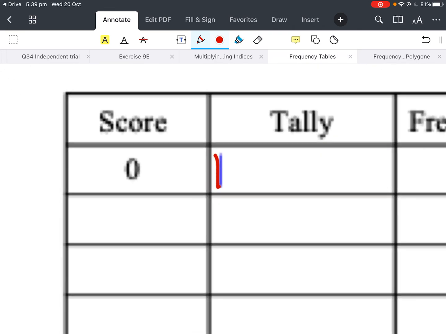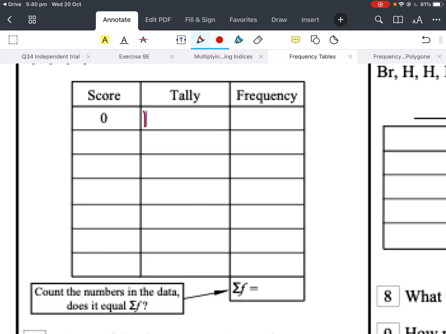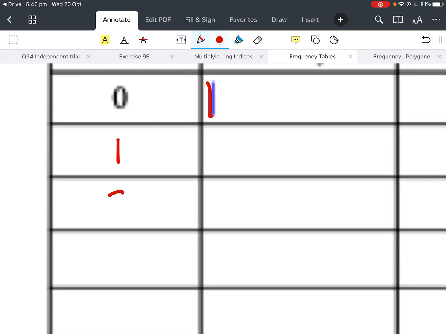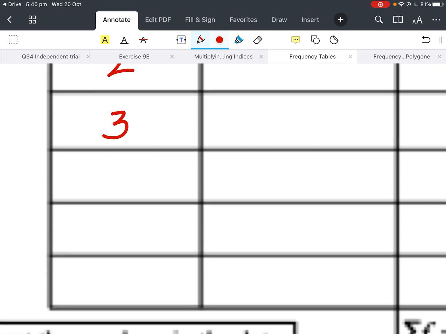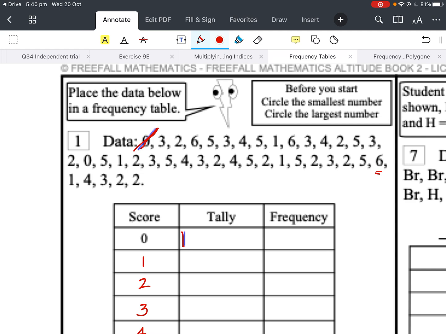Now to work out what goes in your score column, look at all your numbers. Find your smallest number, they've already done that for us, it's a 0. Find your biggest number, I think it's a 6, and put those numbers in here. Now just double check before you write them in, especially if you're using pen, because I can rub out nice and easily, that you've got enough room for all your numbers.